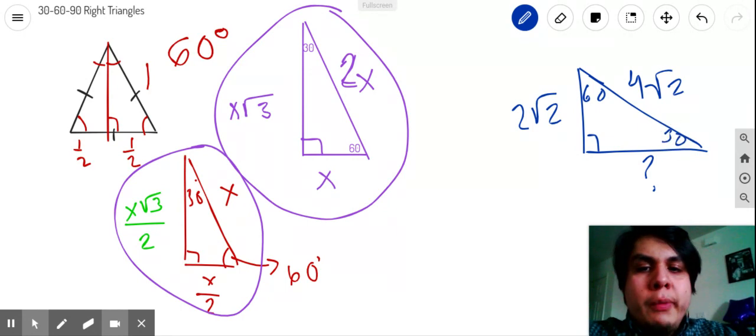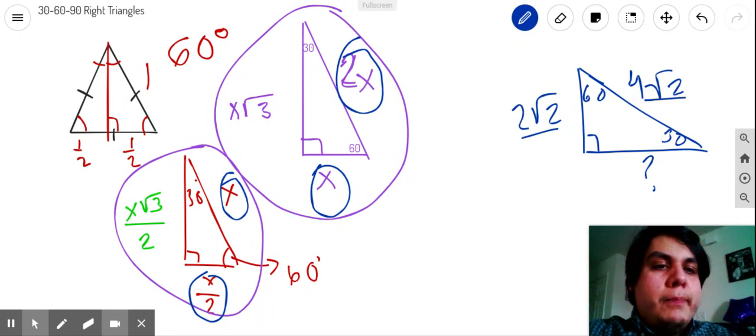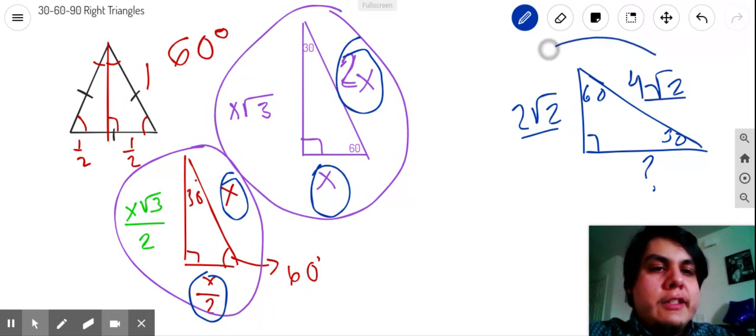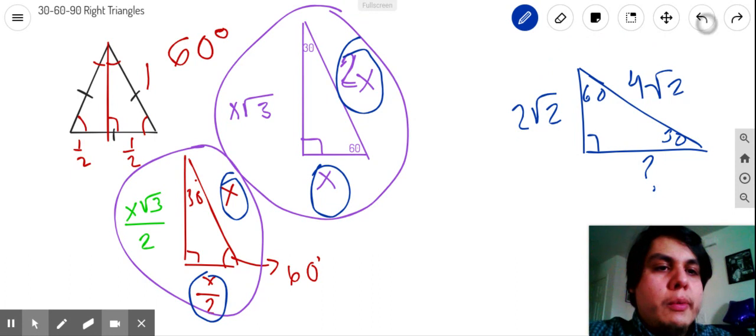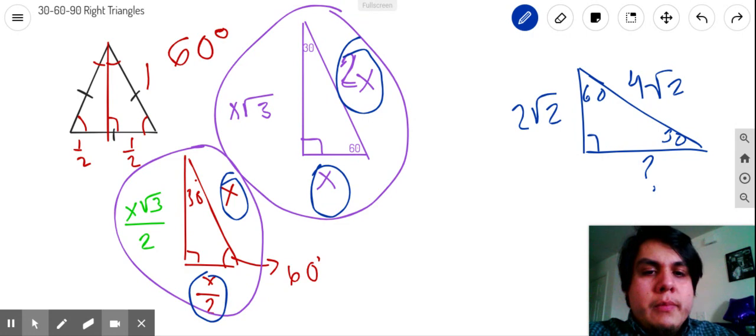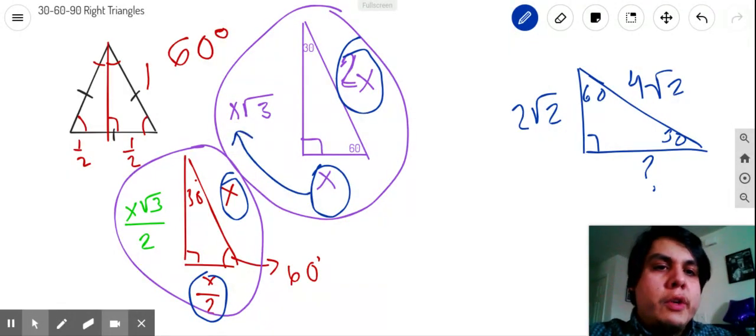Why? Well, the ratio between the smallest side and the larger side is a 1-to-2 ratio. This side, if I double it, gets me that. This side, if I cut this in half, it would get me that as well. That's the power of the 30, 60, 90 and recognizing that we have that pattern to work with.